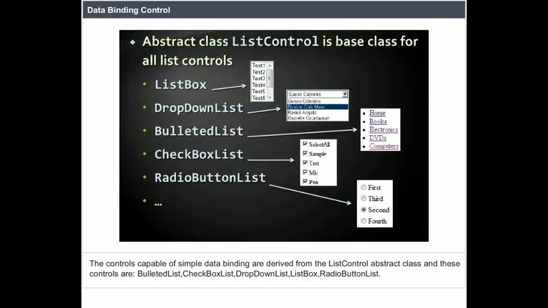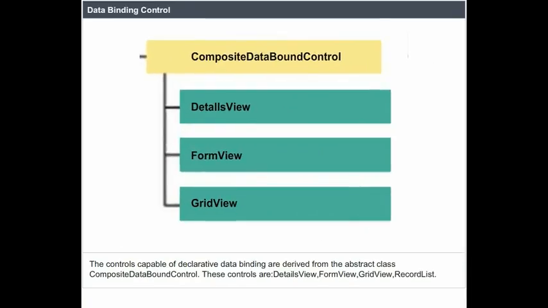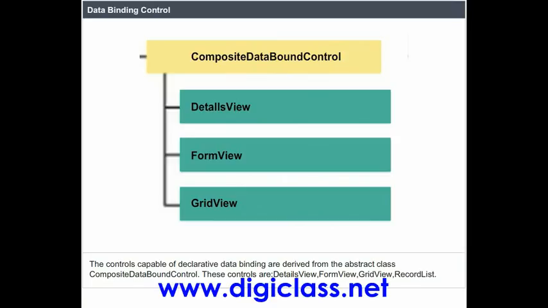The controls capable of simple data binding are derived from the ListControl abstract class, and these controls are BulletedList, CheckBoxList, DropDownList, ListBox, and RadioButtonList. The controls capable of declarative data binding are derived from the abstract class CompositeDataBoundControl. These controls are DetailsView, FormView, GridView, and RecordList.